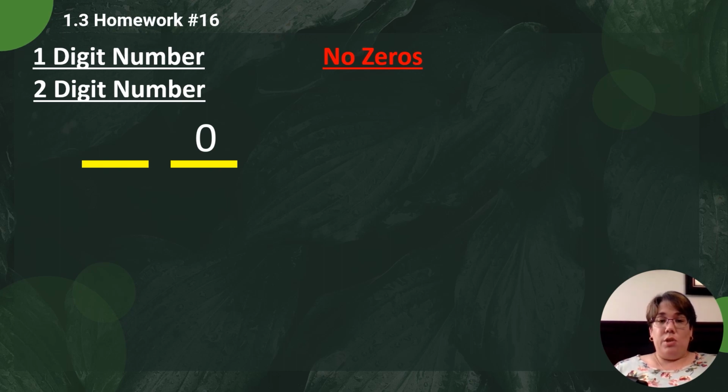But you could have a 0 in this second blank. So it turns out that there are only 9 different options for the two-digit numbers, so there are only going to be 9 zeros. Does that make sense? If you're counting the number of zeros, it would just be 10, 20, 30, 40, 50, 60, 70, 80, and 90. All right, so there are 9 zeros.